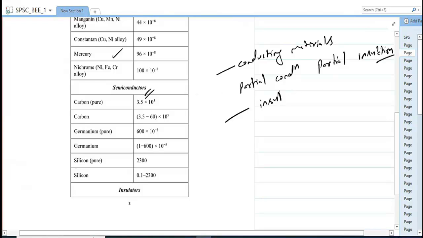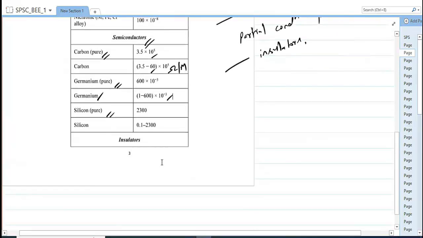So what are the examples? What are the examples of semiconductors? Carbon, germanium, silicon. So silicon is a very popular semiconducting material. Germanium is also a very popular semiconducting material, and their resistivity lies in the range of 3.5 to 60 into 10 to the power 5 ohm meter. And for germanium, it is 1 to 600 into 10 to the power minus 3 ohm per meter. So these are the semiconducting materials.